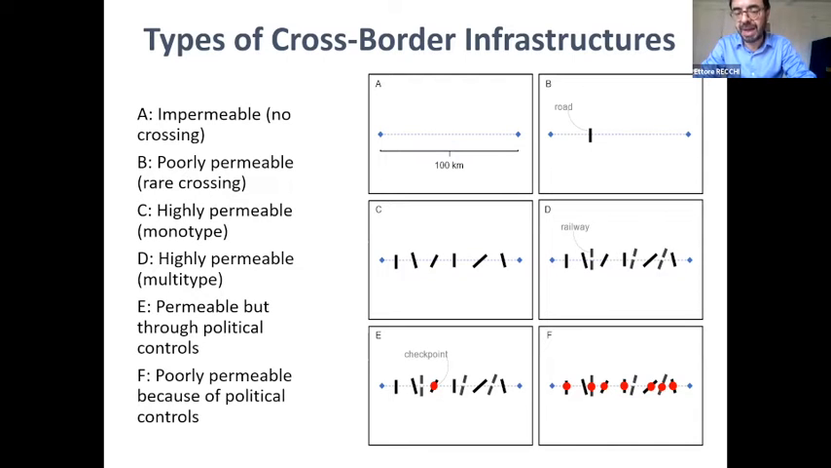In panel D, we also have a railway, and an increasing number of roads and infrastructures obviously makes that border more porous, more permeable. But in panel E, we see that there is a checkpoint which lowers the permeability of the border. And in panel F, eventually we see a number of red dots, and the red dots are several checkpoints. So the situation in panel F is a situation in which crossing the border is possibly as problematic as it is in panel A.